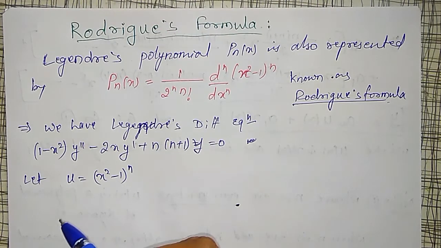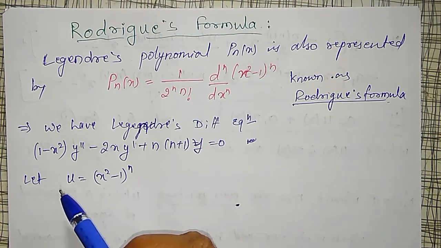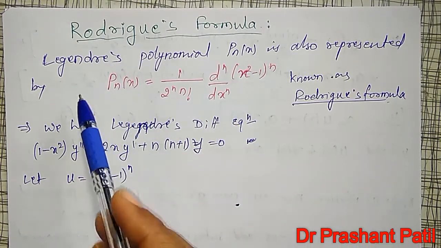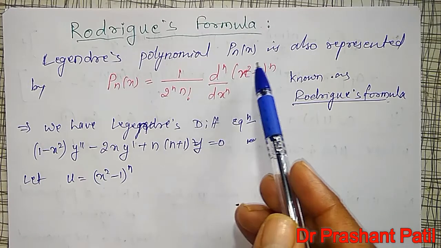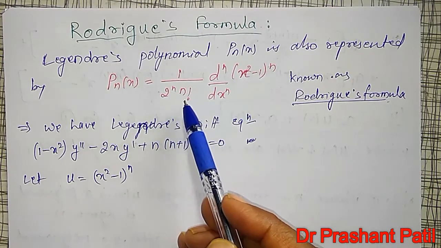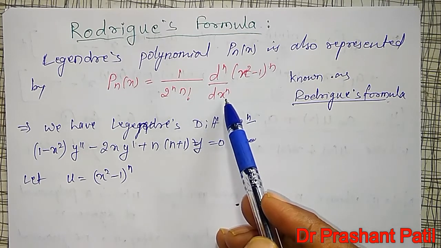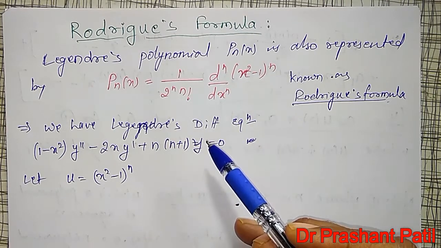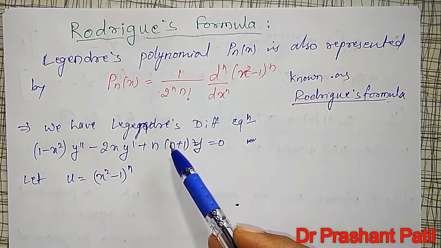Friends, in this video I am going to discuss the derivation for Rodrigues formula. Rodrigues formula is nothing but the Legendre's polynomial Pn of x, which is also represented by Pn of x equal to 1 by 2 raised to n factorial into the nth derivative with respect to x of (x square minus 1) raised to n. This is known as Rodrigues formula.